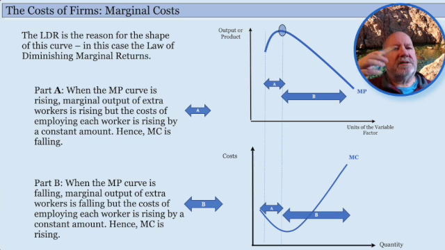So there's always the same relationship. When the marginal product, or any product, is rising, the cost, marginal cost in this case, or it could be averages as well, is falling. So when the product is rising, the cost is falling. When the marginal product falls, the marginal cost starts to rise.